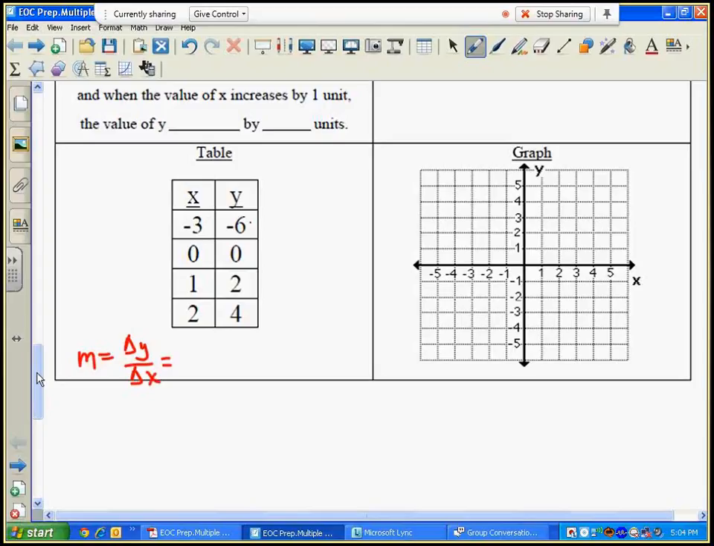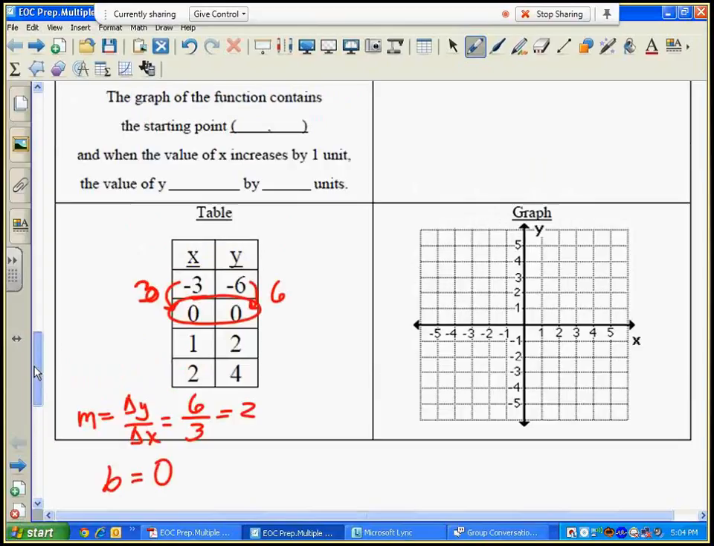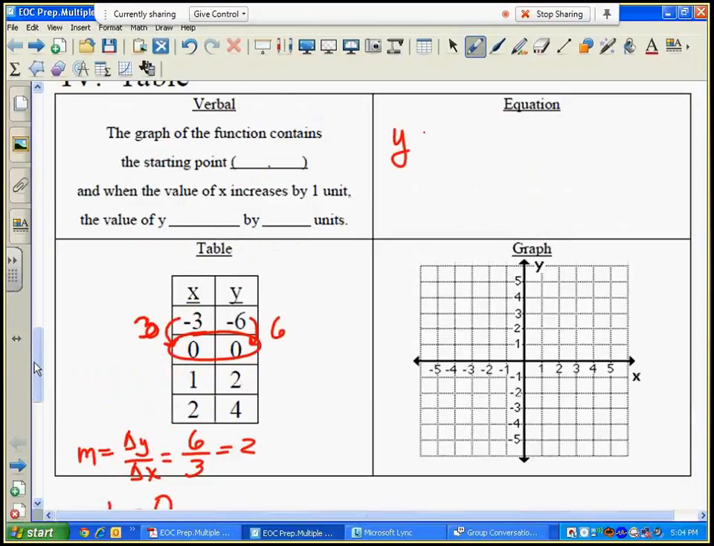So as you work your way down the table, from negative 6 to 0, that's a change in 6. From negative 3 to 0, that's a change in 3, excuse me. Well, that gives me a fraction of 6 over 3, or 2. Now, you can also write that as 2 over 1. With the b, we're looking for where it's going to cross the y-axis, which means that your value of x has to be 0. Well, that's looking at this point right here. It's going to cross through the origin, so the starting point is 0. So as I go back over to my equation, I know that my equation is y equals 2x plus 0, and I got that all from the table.